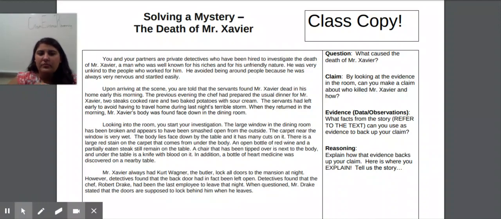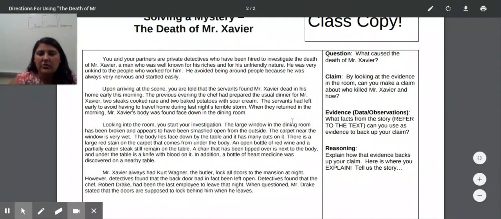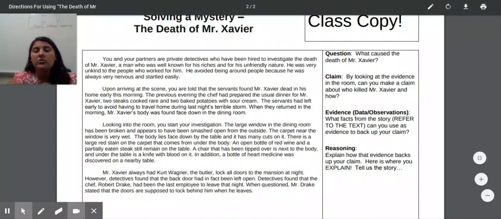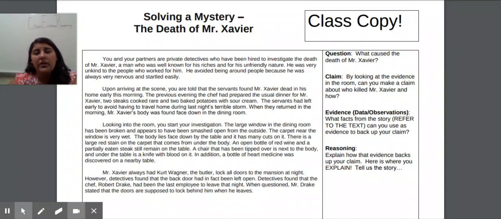Okay. So this sheet right here, I'm going to read through it with you all, but you also have a copy of it. It is on Google Classroom under the classwork tab, and it is under the first days of school topic. It will say CER solving a mystery. So first let's review what a claim is.